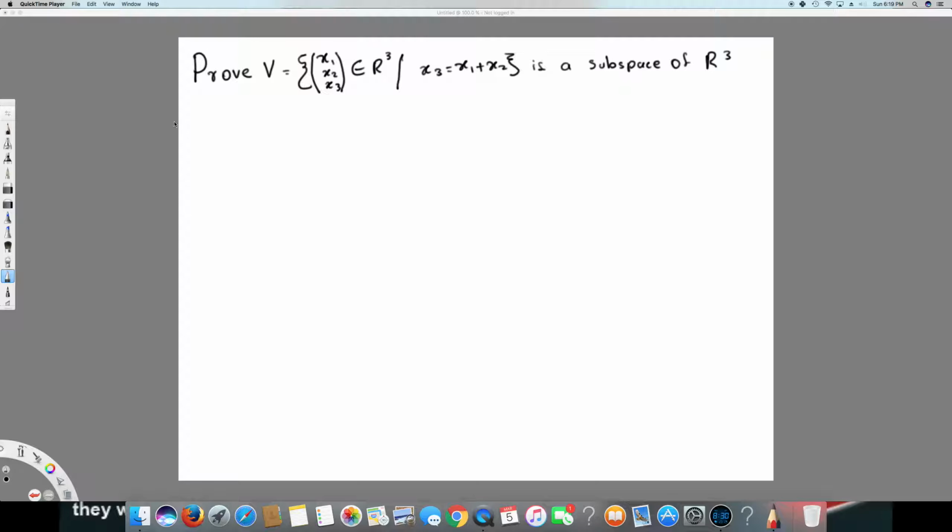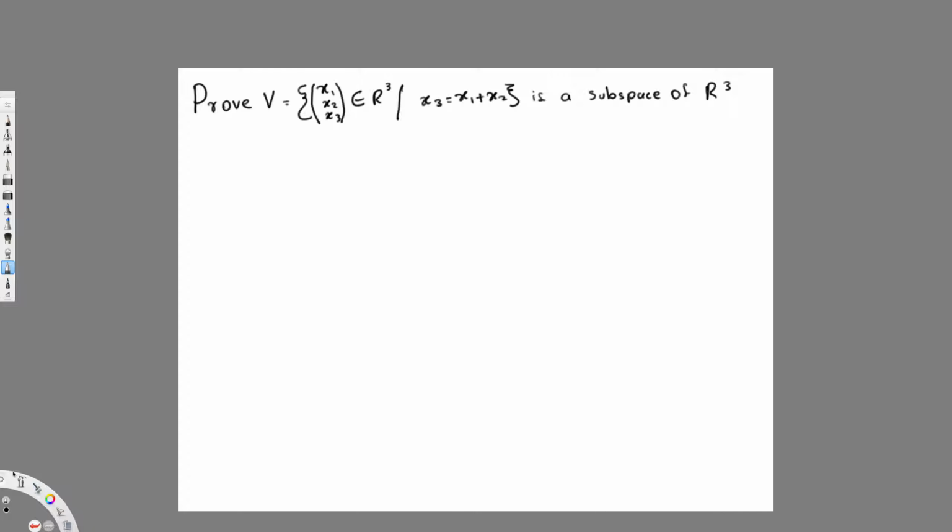Yes, we have this question right here. It's asking to prove V is a subspace of R3. Let's see how we can do this.